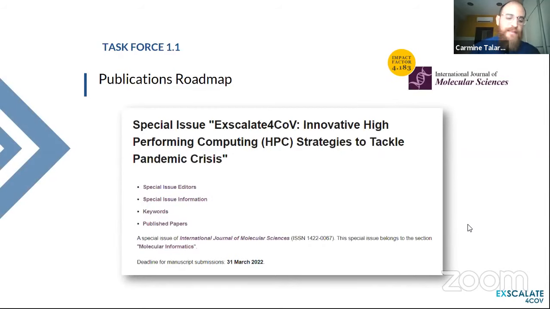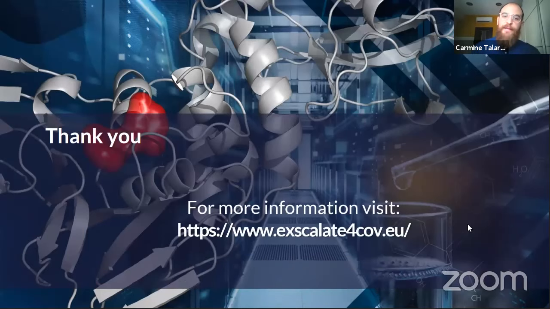In this last slide, I want to share this important information. As a consortium, we reached an agreement with the International Journal of Molecular Sciences to have a special issue that collects all the works produced under the Exscalate4CoV project. This special issue is already open for submission, and after the deadline, the works will be collected in a book. So if anyone is interested, please let us know. Thank you.